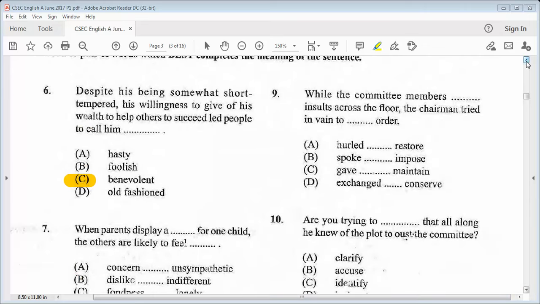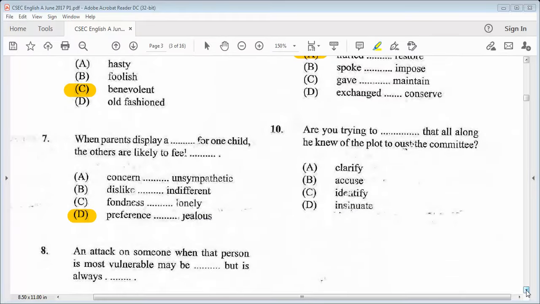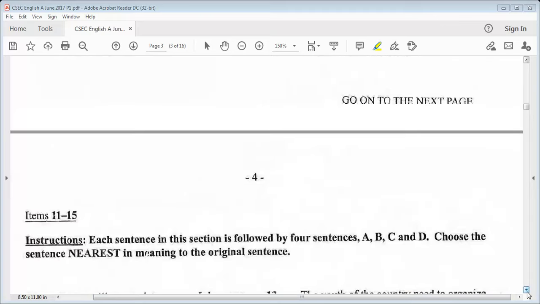9. While the committee members blank insults across the floor, the chairman tried in vain to blank order. So we know the answer is A. While the committee members hurled insults across the floor, the chairman tried in vain to restore order. 10. Are you trying to blank that all along he knew of the plot to oust the committee? So we know is insinuate. D would be our answer. Let's go on to number 11.